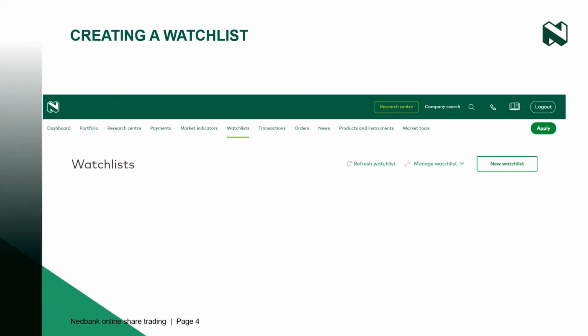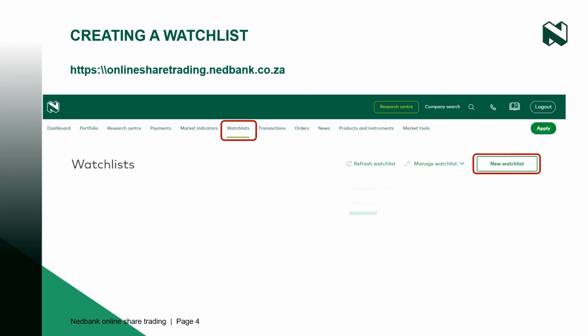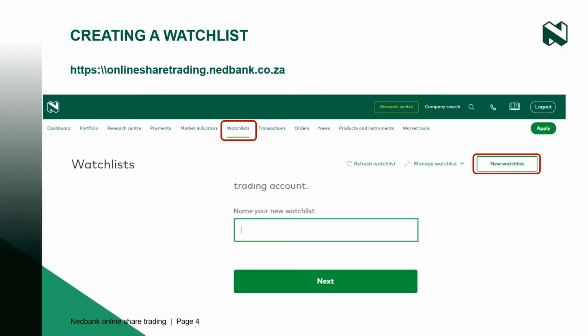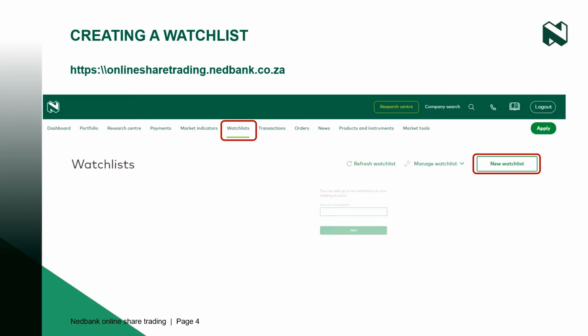To create a watch list, log into your account at onlinesharetrading.nedbank.co.za and click on the Watch Lists horizontal navigation tab. On this screen, you can either create a new watch list or refresh and manage existing lists. To create a new watch list, click on the New Watch List link. Name your watch list and press Next.